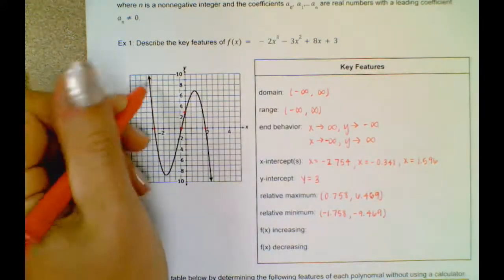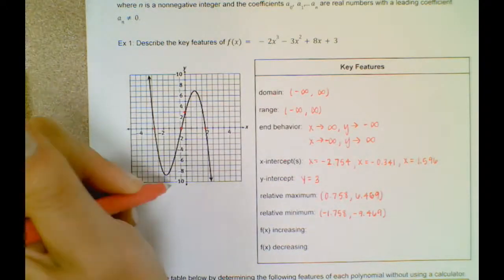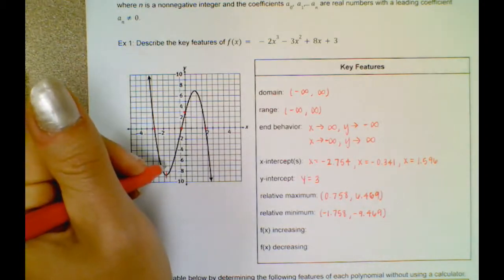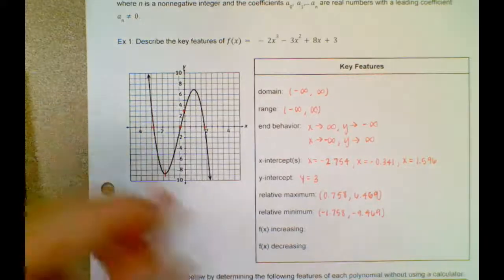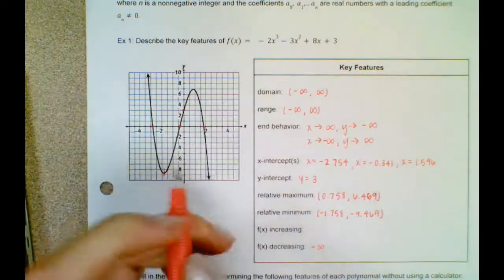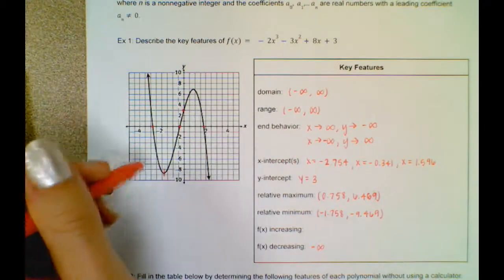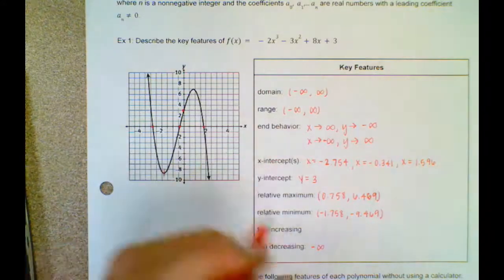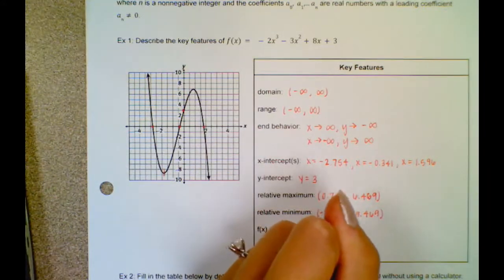So from here to this, or actually all the way down to here, the function would be decreasing, right? So that would be from negative infinity. I'm just going to read my graph from left to right and fill this in down here. So negative infinity all the way to this x value, which is part of the minimum, so to negative 1.758.